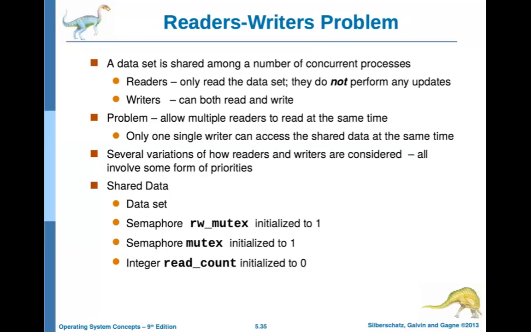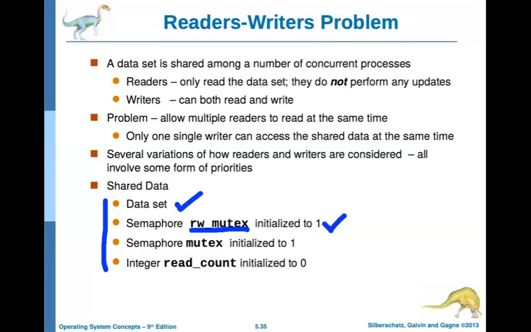The shared data is the data set which you want to read or write. You can imagine this as even a single variable, or an array. No problem. Now there is a separate semaphore, RW mutex. This will be used to synchronize the execution of writers. This is the read-write mutex, which will be initialized to 1. That means initially nobody is writing.